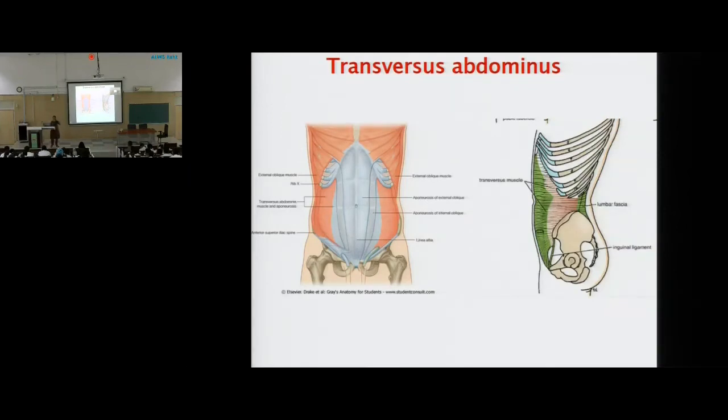Can anyone of you repeat the origin of the internal oblique? Fast, anyone? Ventral 2/3 of the intermediate segment of the iliac crest. Okay, but whole of the intermediate area of the ventral segment, okay? Very good.